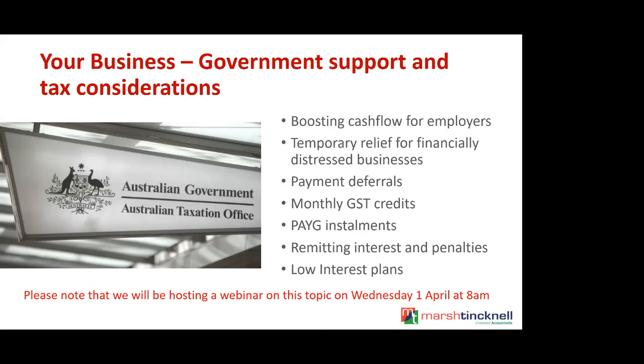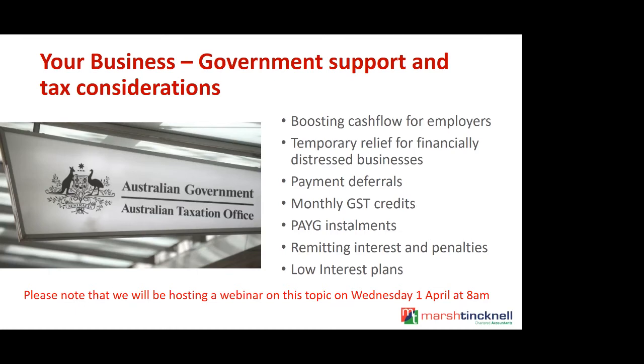So the government has enhanced the boosting cash flow for employers measure that it announced originally on the 12th of March. So it's now providing up to $100,000 to eligible small and medium-sized businesses and also for not-for-profits that employ people. So the minimum payment there is going to be $20,000. And those payments are designed to help businesses and not-for-profits with their cash flow so they can keep operating, paying their rent, electricity, and their other bills, etc., retain their staff.